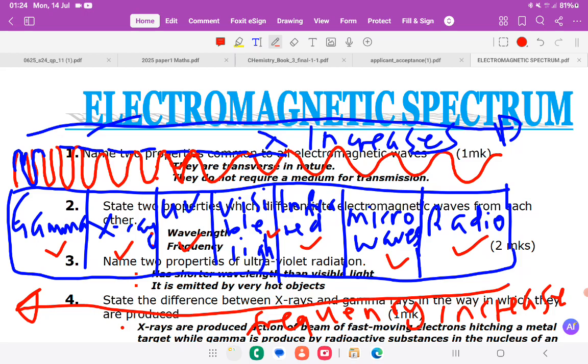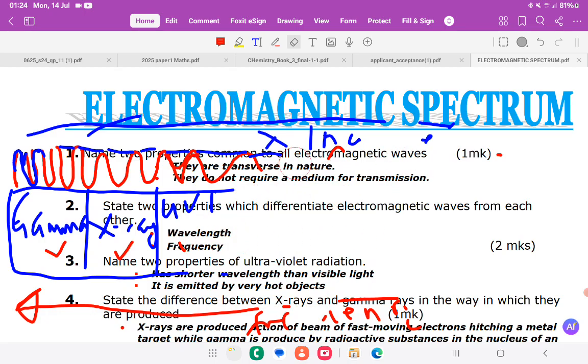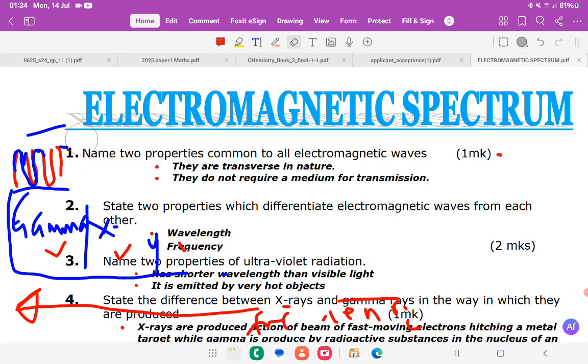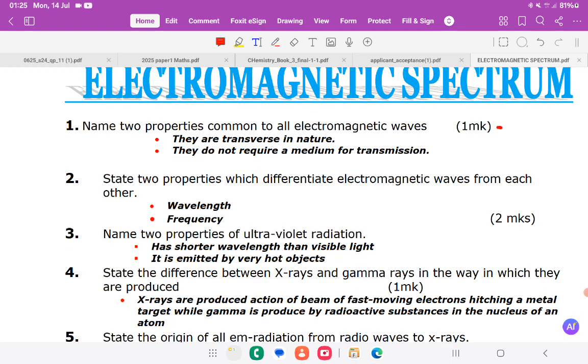So moving from gamma to radio waves, wavelength increases and the frequency decreases. Moving from radio waves to the left, frequency increases but wavelength decreases. These two properties, wavelength and frequency, are the only properties that differentiate electromagnetic waves from each other. As you move from gamma to radio waves, frequency decreases but wavelength increases. As you move from radio waves to gamma, frequency increases but wavelength decreases. All right, so that's what we are saying basically.